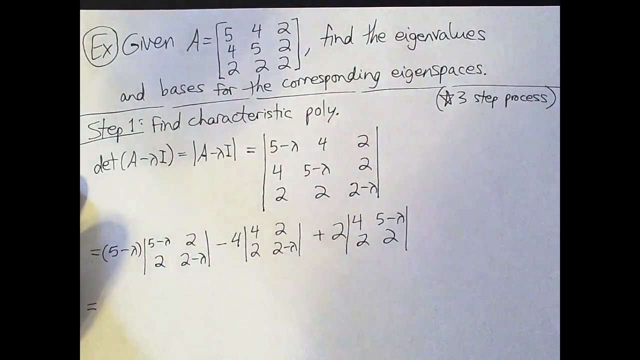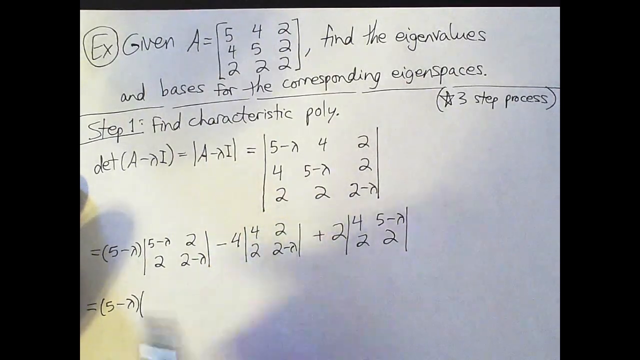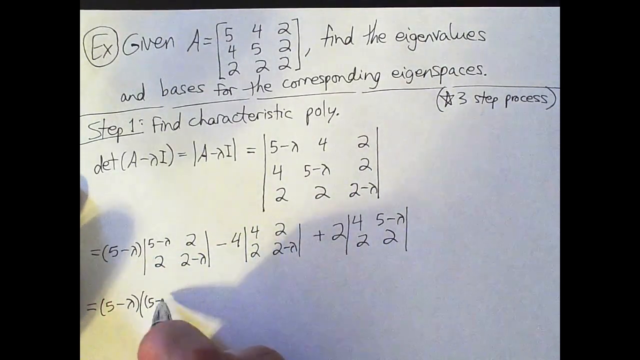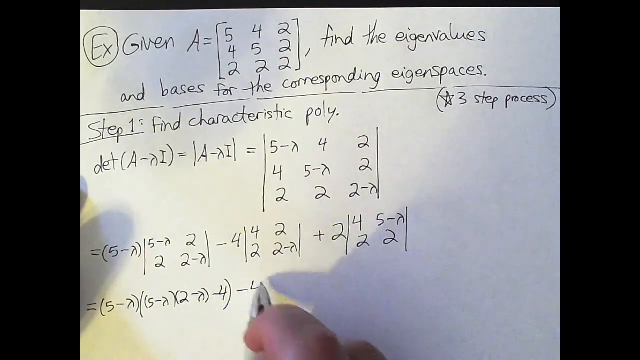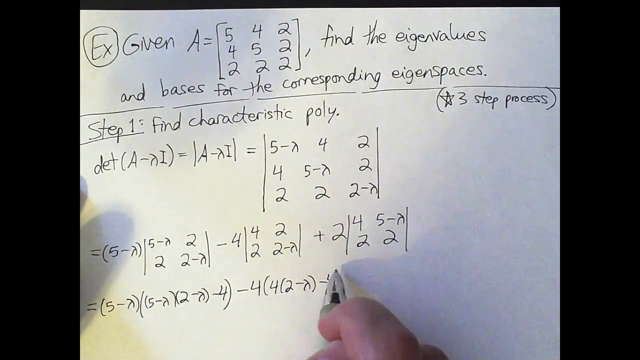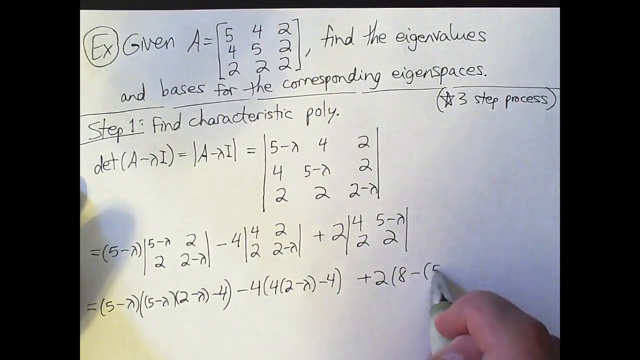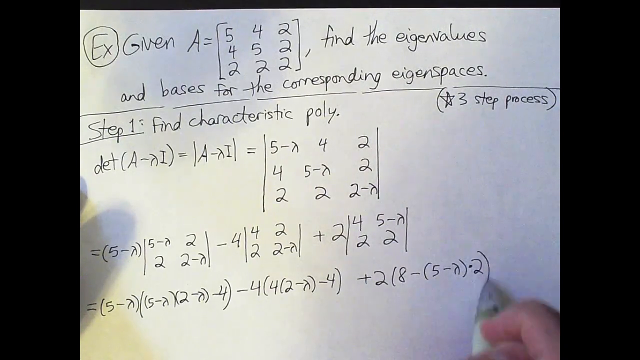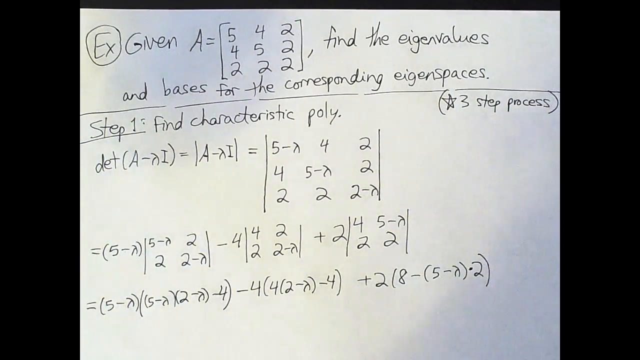Okay, we've got a bunch of 2 by 2 determinants in here. We know how to do those. So this is 5 minus lambda times... all right, let's get started with this. This is 5 minus lambda, 2 minus lambda minus 4. And then we have minus 4, 4, 2 minus lambda, minus 4, plus 2, 8 minus 5 minus lambda times 2. I mean, this is it, right? This is the characteristic polynomial. The unknown is lambda, but we'd like to clean it up a little bit.